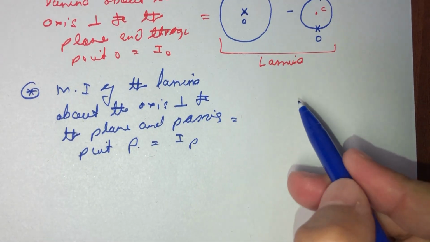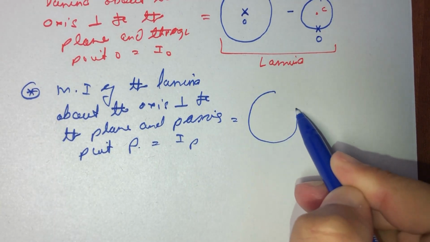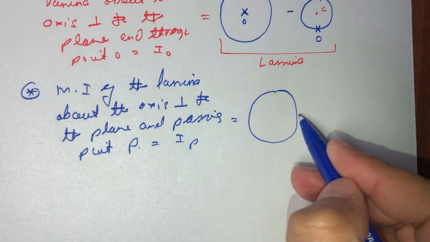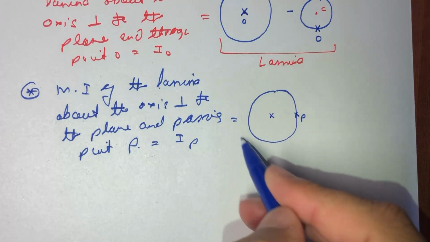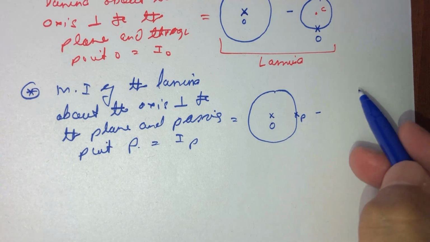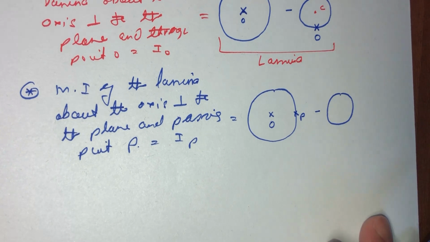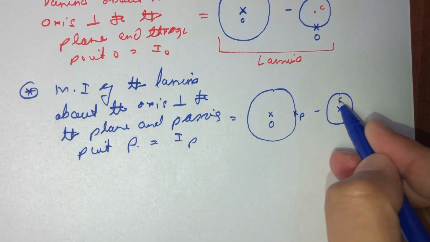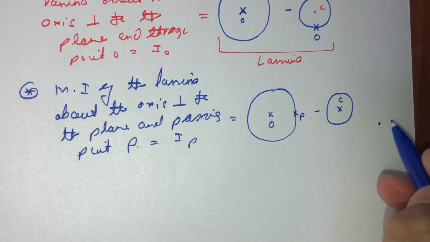So IP will be the moment of inertia of the bigger disk with respect to point P, and point P is on the circumference of the bigger disk. So this is point P, and this is the center of the bigger disk, which is given as O, minus the moment of inertia of the smaller disk with respect to point P, and if this is the center of the smaller disk, which is given as C, the P point will be somewhere here. So this is our P point.